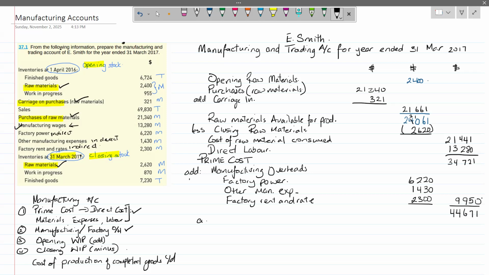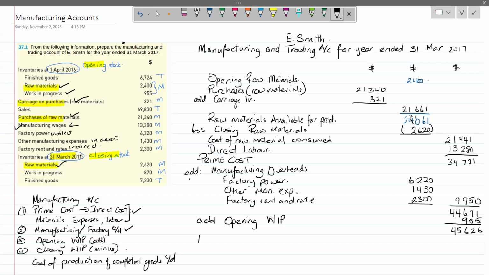What I'm going to do now is add my opening WIP. WIP is work in progress. So opening WIP, I come up here, opening WIP is 955, because that's stuff that we didn't include last year because it wasn't finished. I'm adding it one time. 1 and 5 is 6. 7 and 5 is 12. 10 and 6 is 16. Carry 1 across, I get 5. And this is our 4 here.